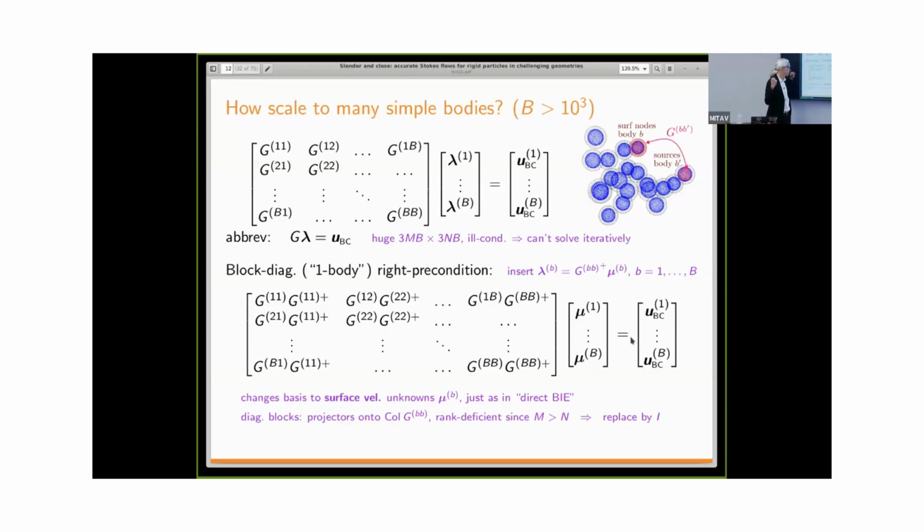Can anyone spot? Well, I actually put it up. I shouldn't go into teaching mode because I put the answer on the screen. Why is this not well conditioned? These diagonal blocks are projectors onto the column space of the one body matrix, but you have more collocation points than unknowns. So in fact, that projector is rank deficient. So that would be a terrible thing to try and do an iterative method on.